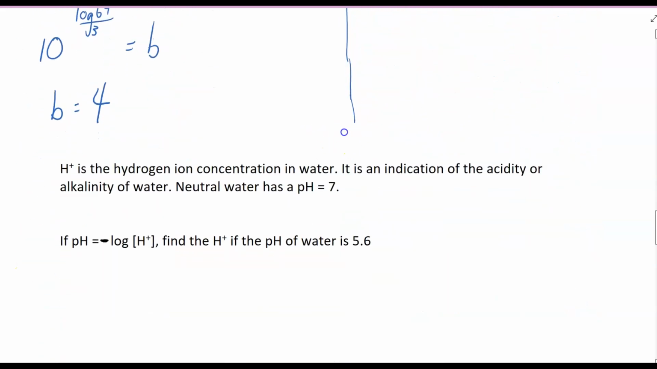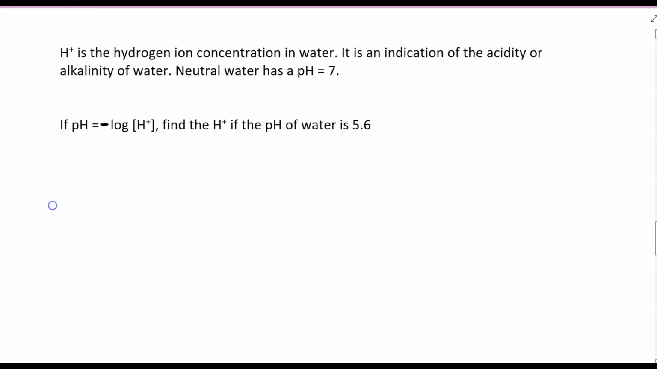Let's look at an example where logarithms are used, and that has to do with the pH of water. H+ is a notation for the hydrogen ion concentration in water. It's an indication of the acidity or the alkalinity of the water. Neutral water has a pH of 7. So if the equation for pH is the negative log of the hydrogen ion concentration, find the hydrogen ion concentration if the pH of water is 5.6.